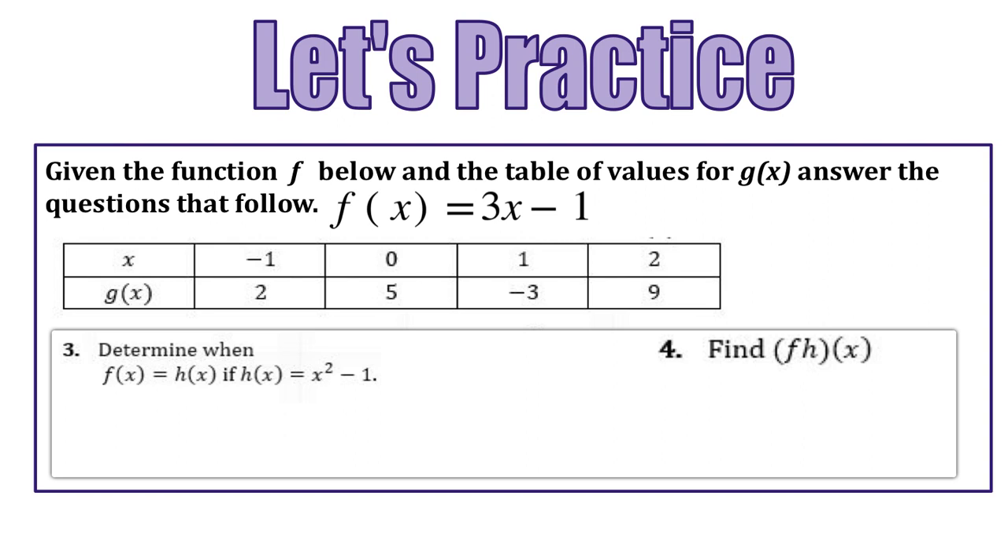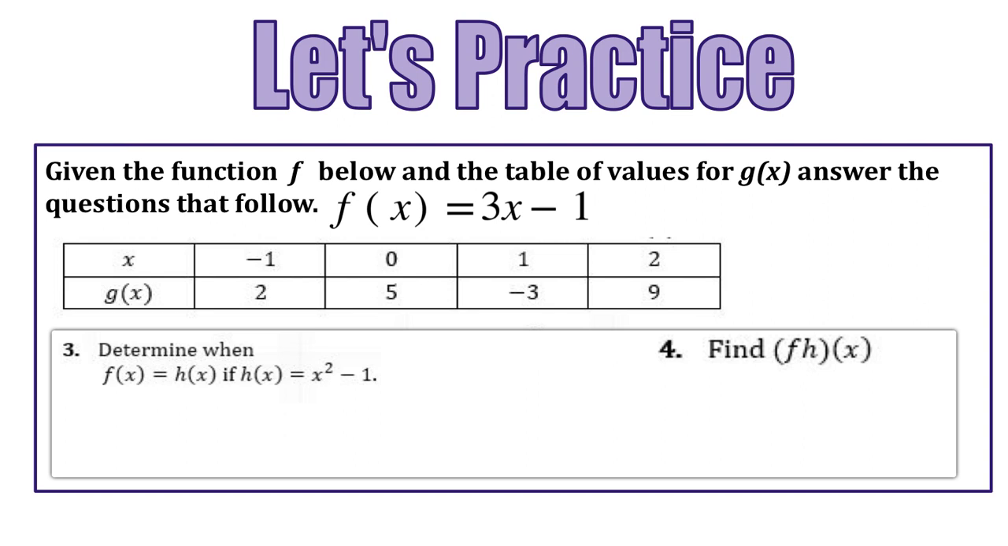So for number 3, we're going to define a new function h to be x squared minus 1. And for number 4, we're going to use that function h. Number 3 is asking us when h of x is equal to f of x. So that's actually reviewing something from a previous section.